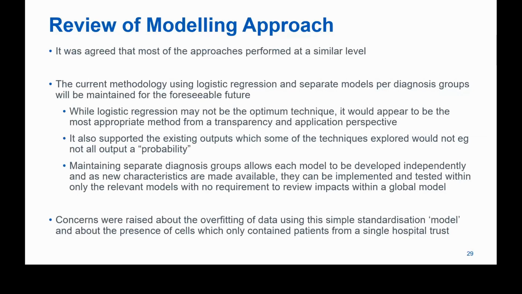Some of the techniques explored wouldn't, so not all of those techniques give you a probability of death. For instance, SVM uses a distance metric, and then you have to try and convert that into a probability. And maintaining separate diagnosis groups allows each of the models, and this is quite important from a validation perspective, to be developed almost independently. So as new characteristics are made available and maybe only are applicable, like when we're talking about the perinatal models and birth weight, if you just want to implement those additional variables within specific models, you can. Whereas if you adopt a global approach, you then have to go through the process of assuring a much bigger solution than you would if you had individual models. And I've already talked about the issue with the simple standardization model.